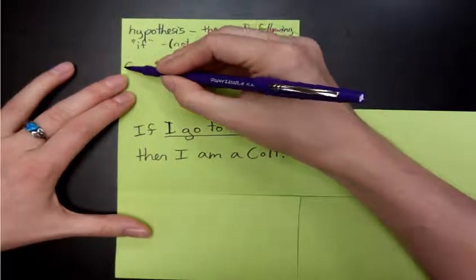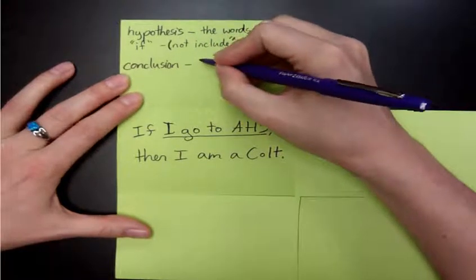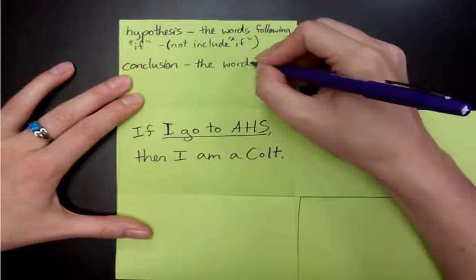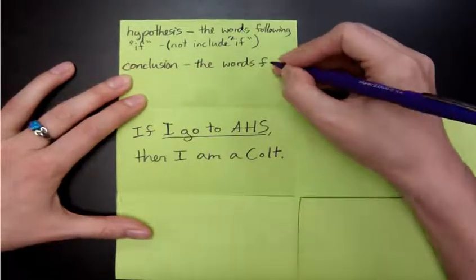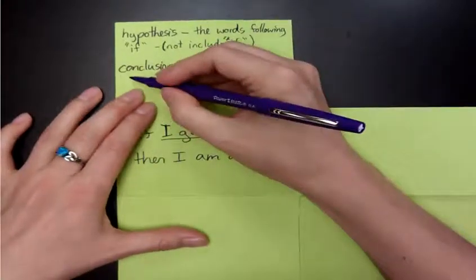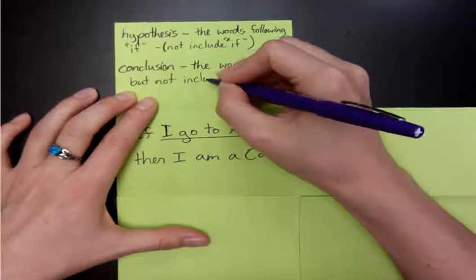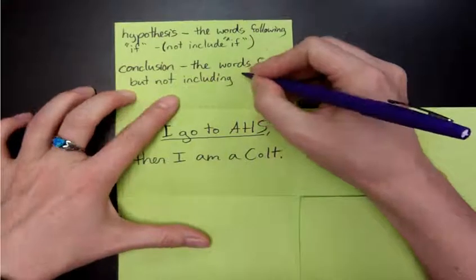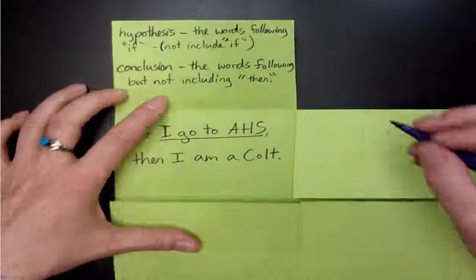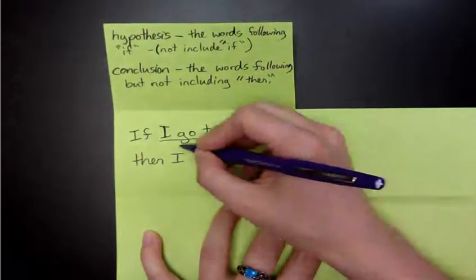All right, and then the second part of the statement we call a conclusion, which are the words after then. And so that would be that I am a cult.